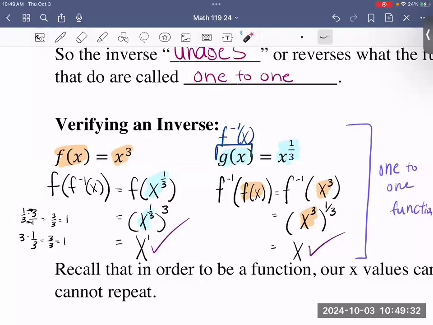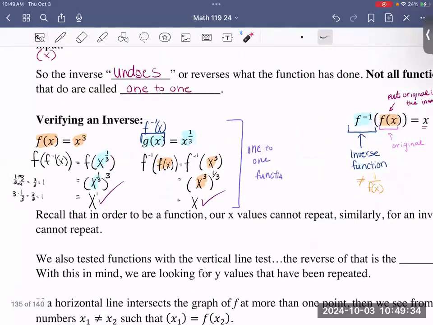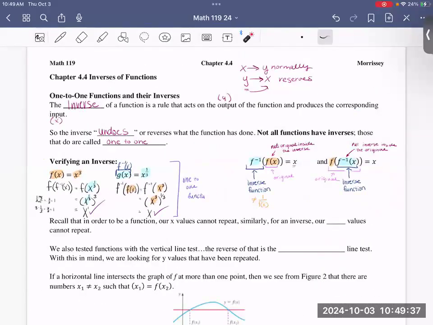Or your original should say is 1-to-1. So recall that in order to be a function, our x values cannot repeat. Similarly, for an inverse, our y values this time cannot repeat. We also tested functions with the vertical line test, which means the opposite of that, or the reverse of that, is your horizontal line test. So with this in mind, we are looking for your y values that have been repeated.